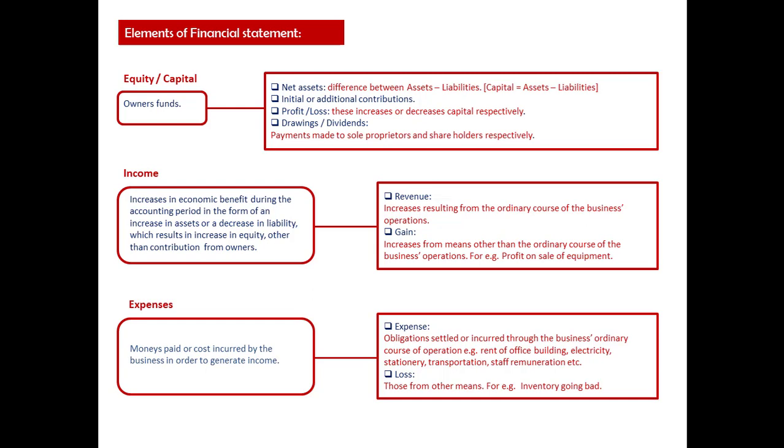So now one thing to say here is that a revenue for one company can be a gain for another company. So for example, for a company that sells cars, when they sell a car and they get the money, it will be a revenue. But a school which sells its car, it will be a gain, not a revenue.